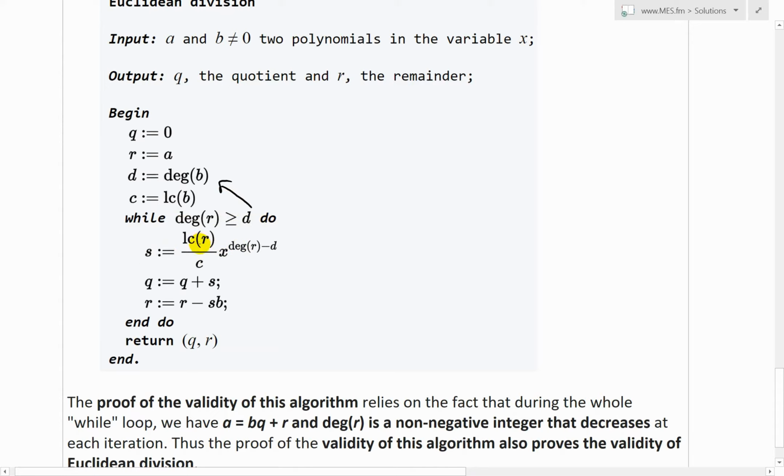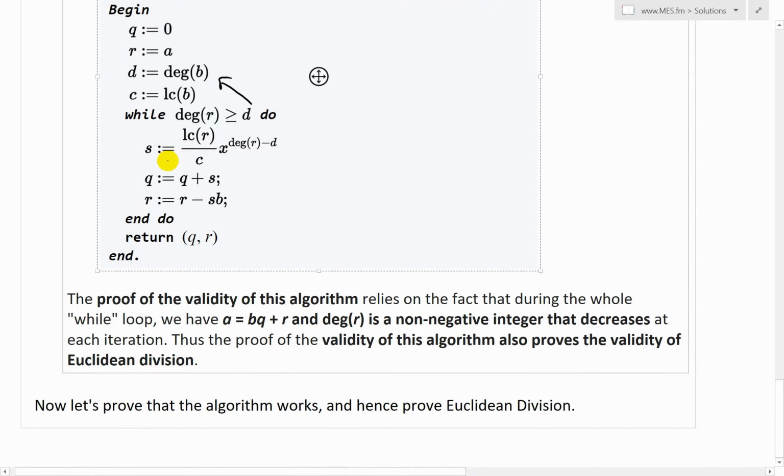They've chosen the leading coefficient of r divided by the leading coefficient of b, times x to the power of the degree of r minus the degree of b. Then they've added that to q, and it keeps going and repeating.